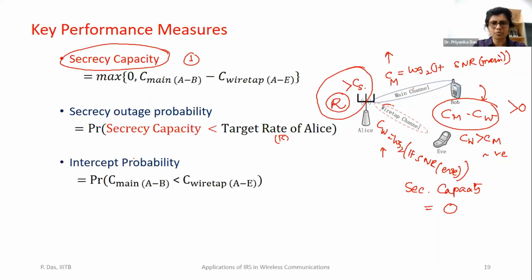And intercept probability, this is the scenario where C of the main falls below C of the wiretap. Your wiretap capacity is higher and Eve is going to intercept your channel. That's called intercept probability. So that means, will intercept probability always be 0? No. Depending on your channel strength, you will have intercept probability. You will have secrecy outage probability and secrecy capacity, which is non-zero. But our target will be to maximize this, to minimize this, and to minimize this by sophisticated mechanisms.